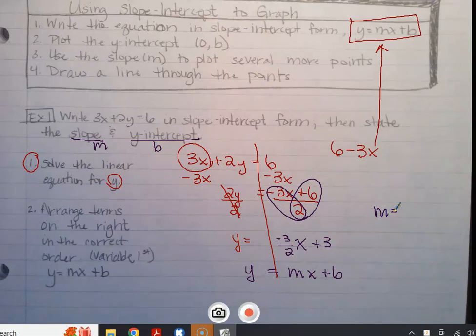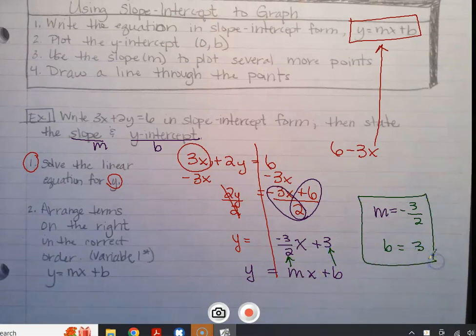Negative 3 over 2. Perfect, right? The slope is right there. Negative 3 over 2. And Cheyenne, what's the b? What is the b value, right? 3. That is it. That's not as hard as I remember it being.